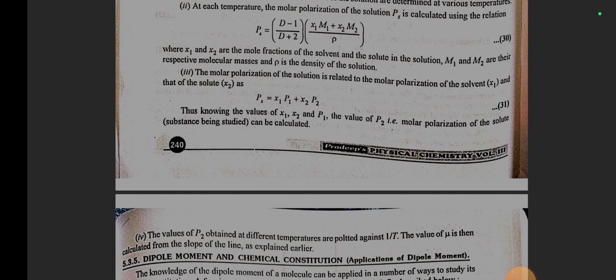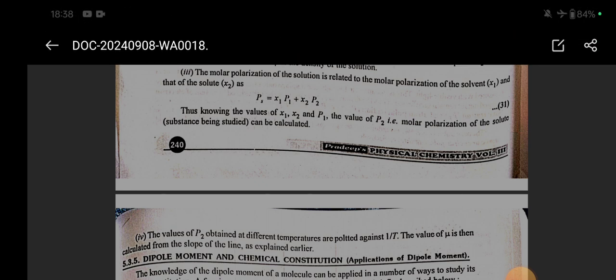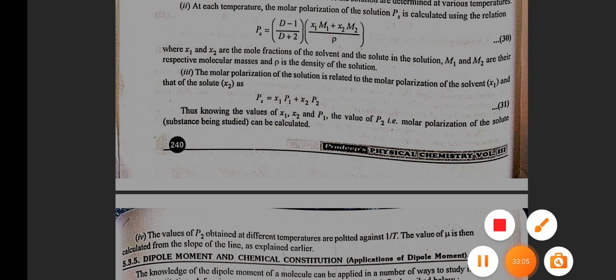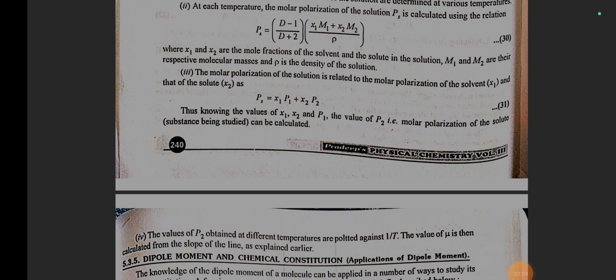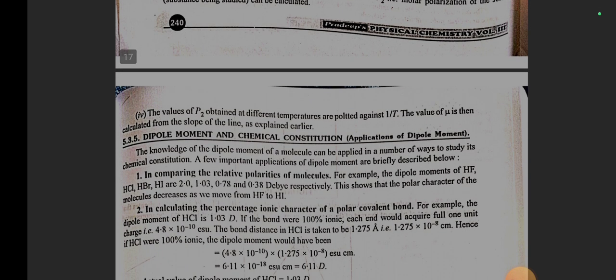The molar polarization of the solution is related to the molar polarization of the solvent and that of the solute. PS is equal to X1 P1 plus X2 P2. Thus, knowing the values of X1, X2 and P1, P2, that is the molar polarization of the solute, can be calculated. Number 4. The values of P2 obtained at different temperatures are plotted against 1 by T. The value of mu is then calculated from the slope of the line as explained earlier.